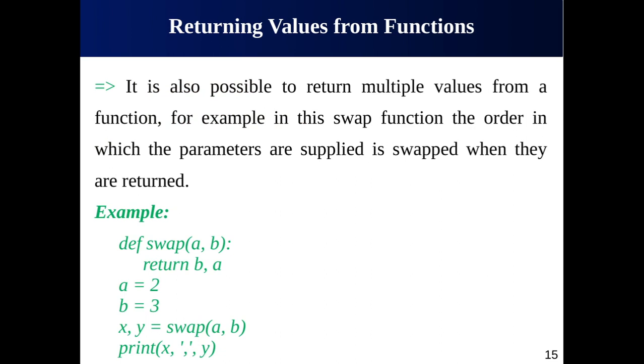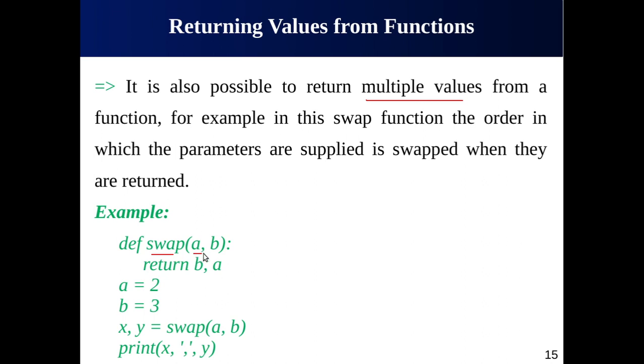Another example, a full-fledged example of how things happen. In this example, we are swapping the values. The purpose here is two things. The first thing is that you can also return multiple values from a function. This is important to remember. We can pass multiple arguments to a function, as well as return multiple values from a function. For example, in this function, the name of the function is swap.